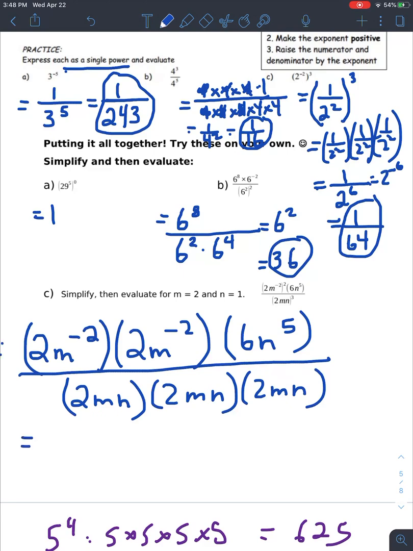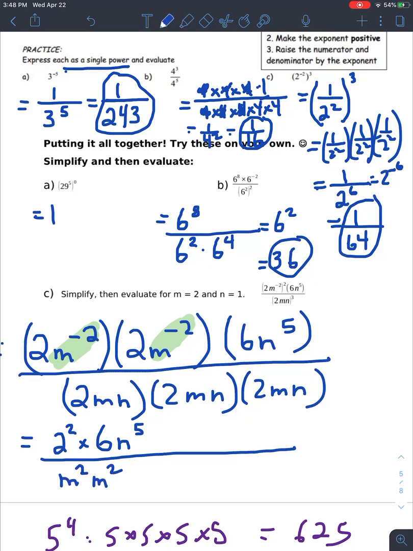So it looks like I've got two 2's on the top, 2 squared. I've got a 6 on the top. I have 5 n's on the top. Now I have m to the negative 2 and another m to the negative 2. So that is actually m squared on the bottom. I'm going to put m to the 2 on the bottom and m to the 2 on the bottom.